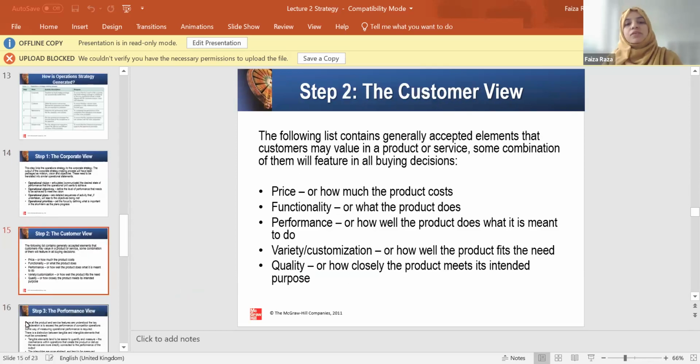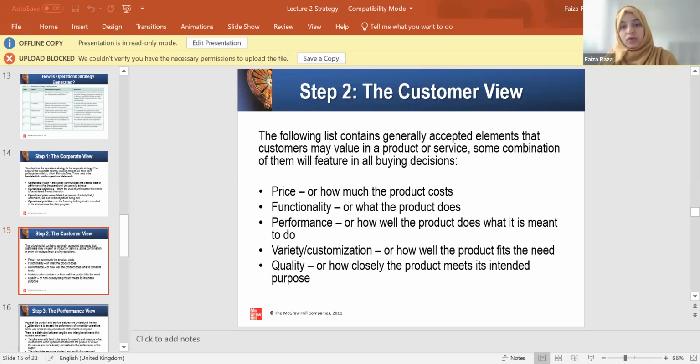Step 2 is the customer view. The following list contains generally accepted elements that customers may value in a product or service. Some combination of them will feature in all buying decisions. First comes price, or how much the product costs. Customers are focused on price. Not all customers, but most are price conscious.